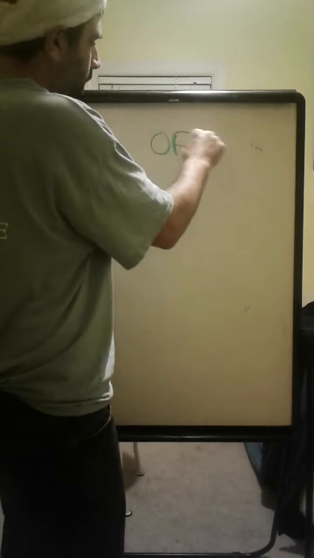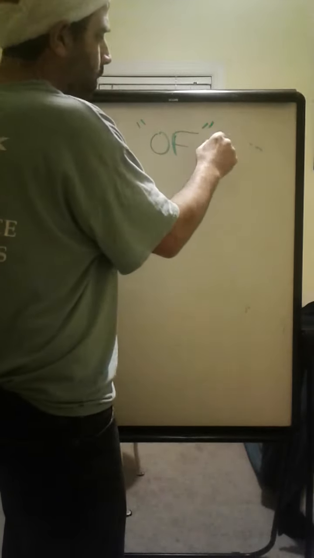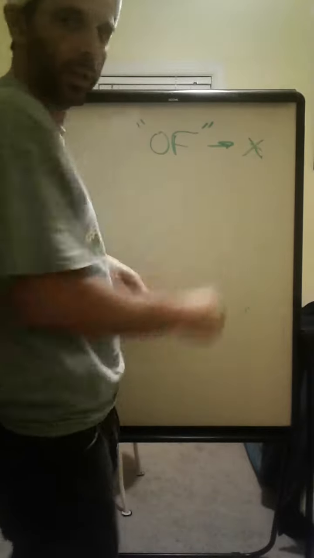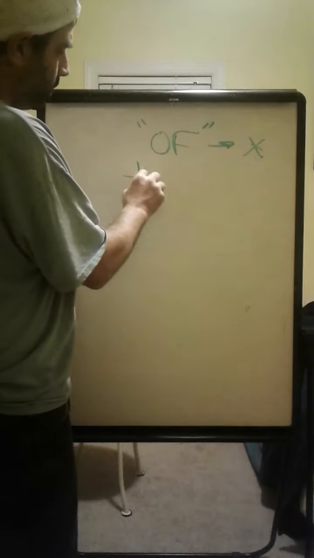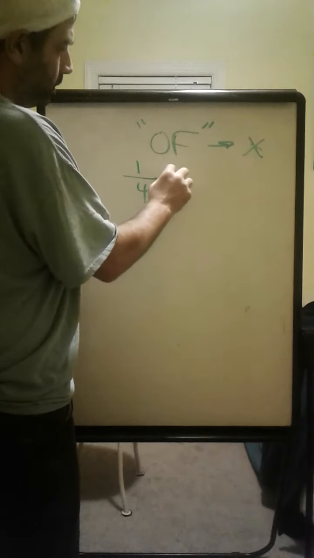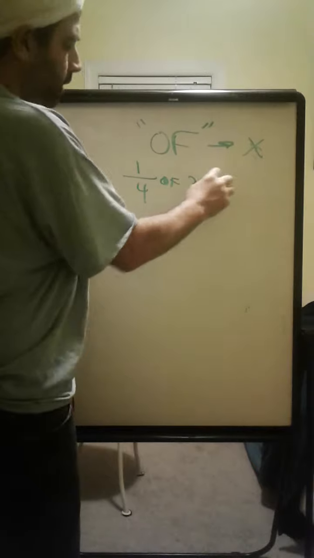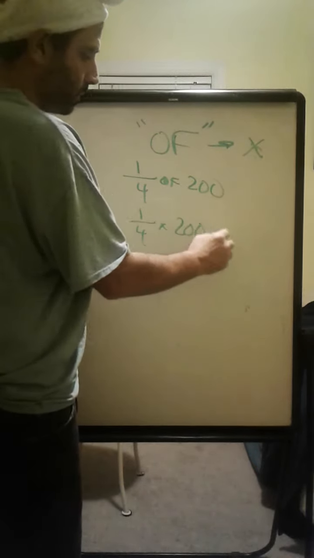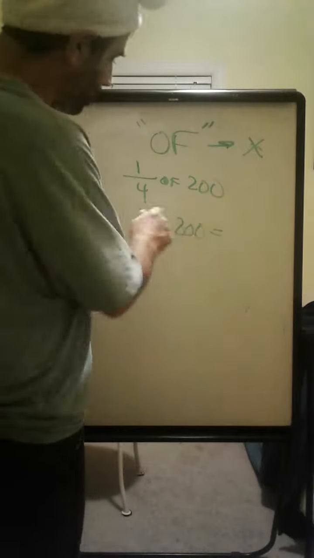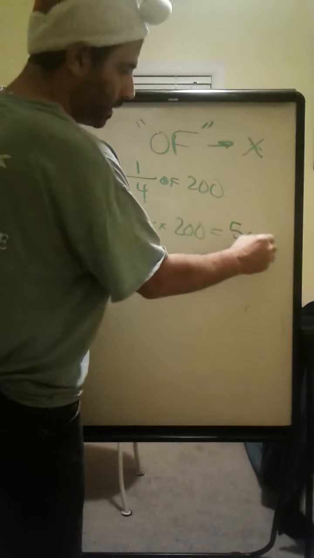We're going to talk about the word "of" today. We've talked about this before: "of" means multiply. We're going to talk about both fractions and percents. For example, 1/4 of 200 just means 1/4 times 200. Trust me, in the calculator, if you did 1/4 times 200, you'd get 50.